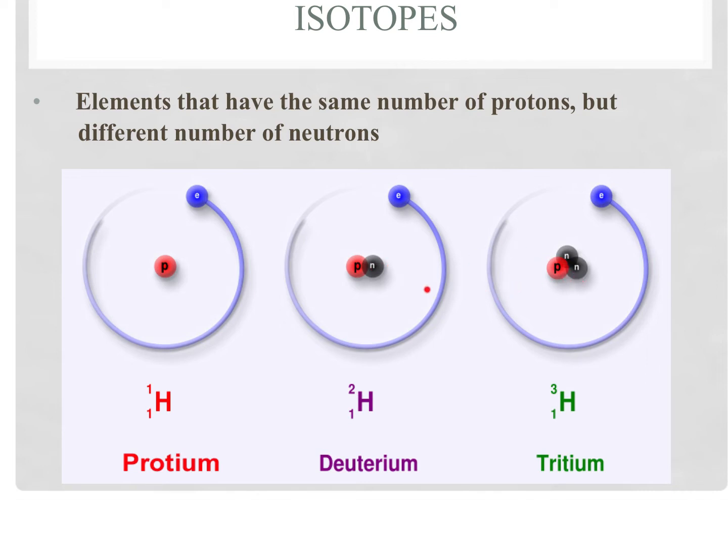Okay. They all have 1 proton, so what element does that make them all? Hydrogen. So they're all hydrogen. However, they're a little bit different, right? Their number of neutrons differ. Therefore, we call those isotopes. Okay, so isotopes are elements that have the same number of protons, but different number of neutrons.